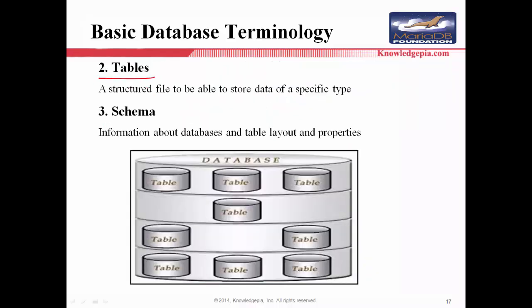Two, tables. A table means a structured file able to store data of specific types. So a table is also a kind of file, and this file must store data, and this data must have a specific type. Normally we call this data types.